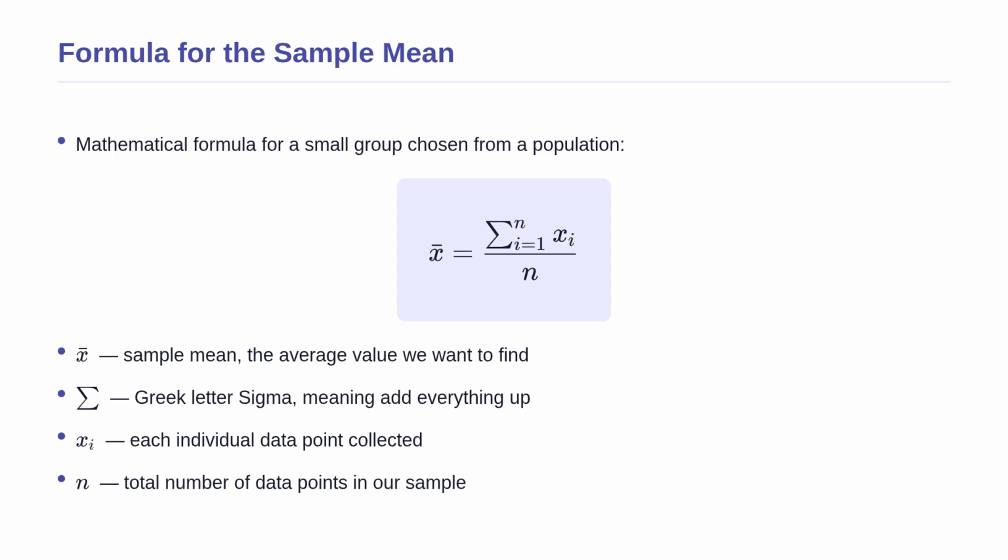The variable x sub i represents each individual data point we collected, and n represents the total number of data points in our sample. So the formula literally translates to add up all your individual numbers and divide by how many numbers you have. If the total sum of the values increases while n stays exactly the same, the mean will also increase.